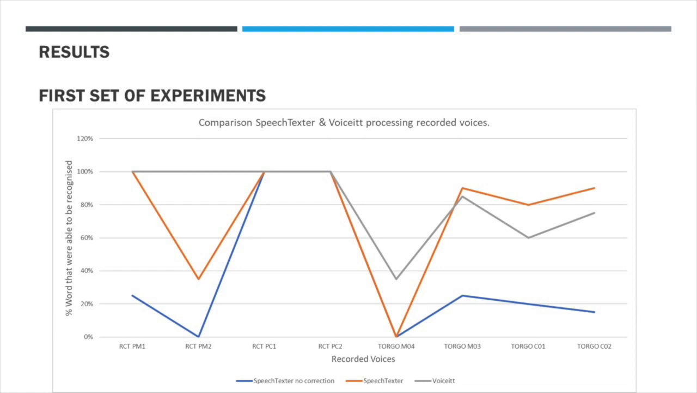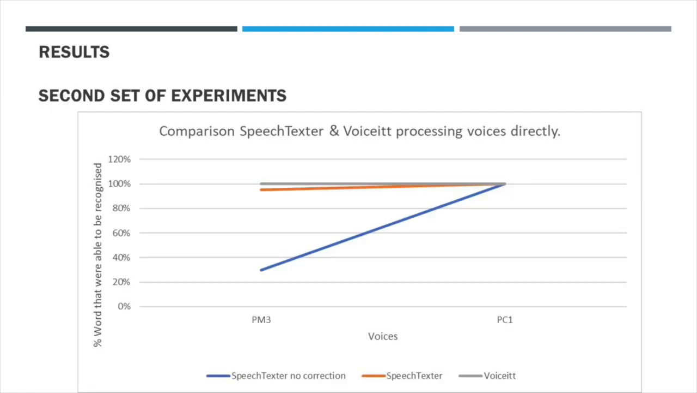Overall, it shows that VoiceIt performed better than SpeechTexter. VoiceIt was much better at processing the speech of the Dysarthric voices than SpeechTexter. Intriguingly, both systems had problems deciphering the voices of the Targo database, both the Dysarthric ones and the regular ones.